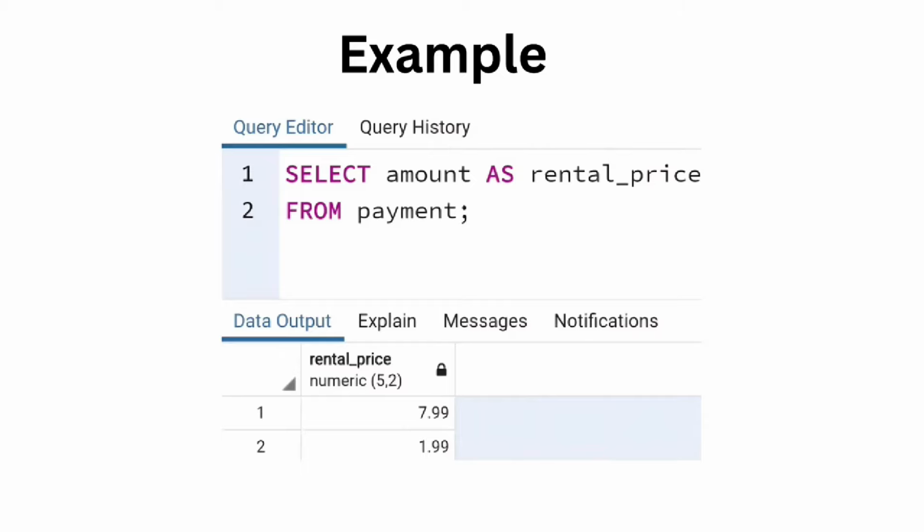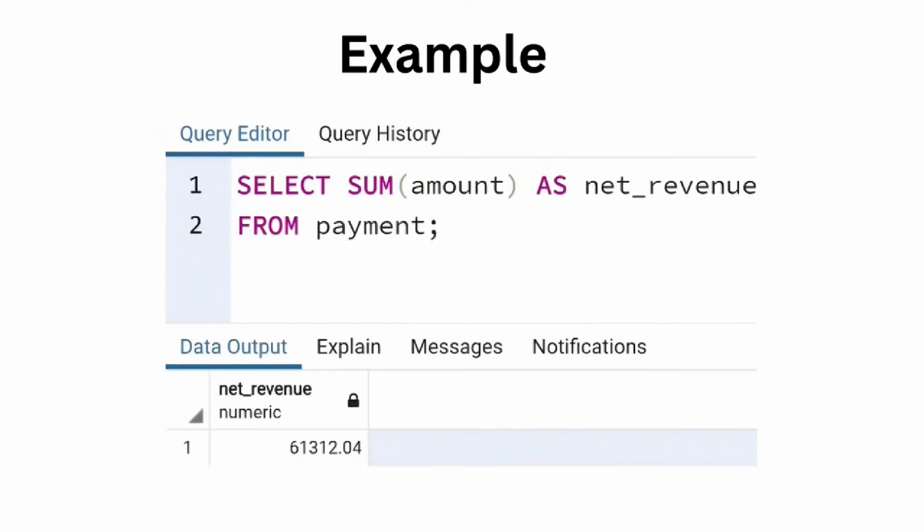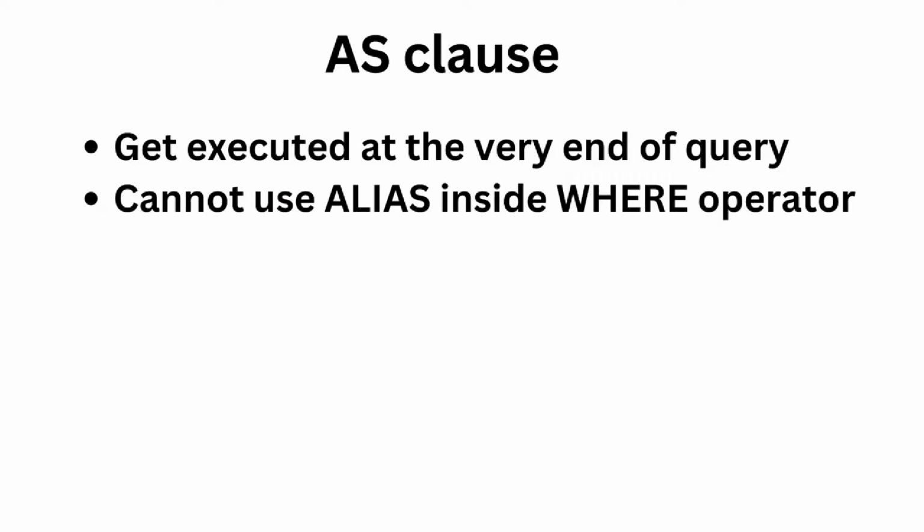And this starts to make sense, especially when we perform functions on a column. For example, select sum(amount) as net_revenue from payment. And instead of having the output just say sum of the amount, here we can clarify it with an alias as the total net revenue from the payment table. So essentially in net revenue, we've made around $61,312.